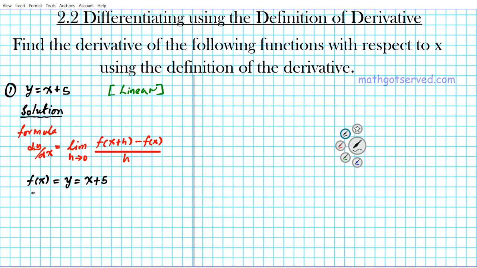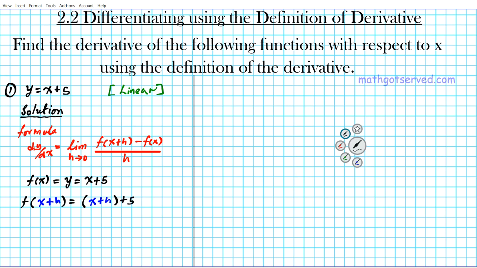Next, we need to find what f of x plus h is. If we have f of x, we can easily compute what f of x plus h is. All we're going to do is evaluate the function at x plus h. Basically substitute x plus h in all the spots that you have x in the function. So instead of x plus 5, we're going to have the quantity x plus h plus 5.